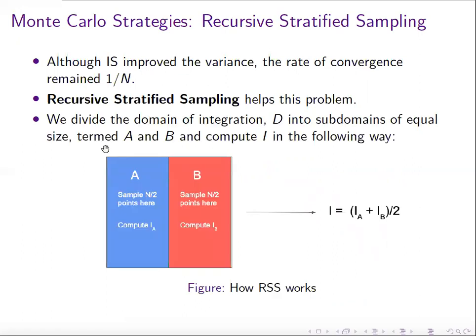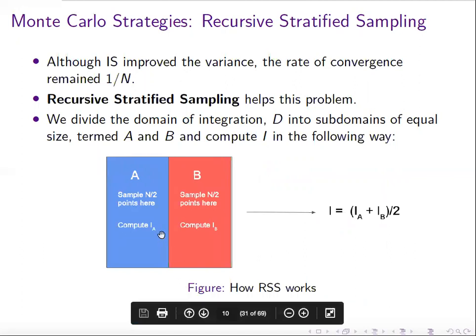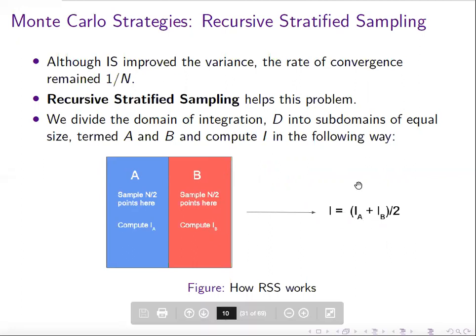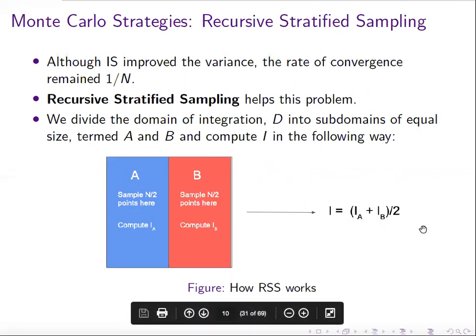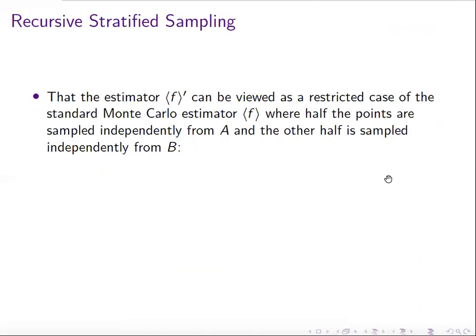We take our domain and divide it into two halves of equal volume, and then we compute the integral here, compute the integral there, and then take the average of the two integrals we found. You can understand this as a special case of the Monte Carlo estimator, because we basically sample half the points from one half, and the other half of the points come from the other half of the domain, instead of them all coming randomly from anywhere, which is the case in simple Monte Carlo.